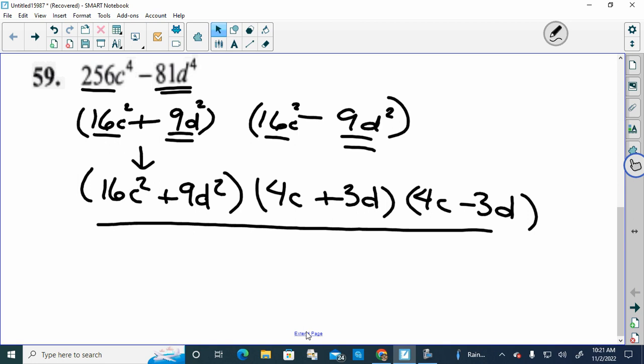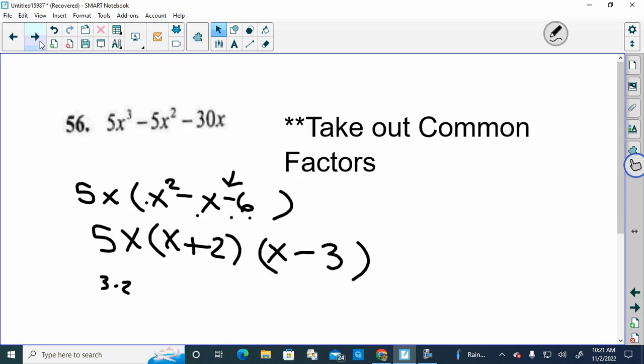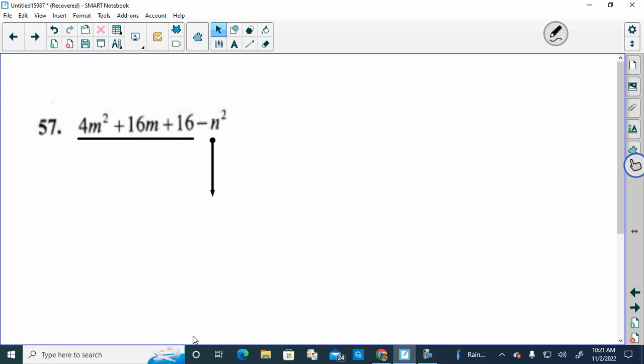Good question. Okay. Good? Okay, so breaking away from that, now we're going to the polynomials, which is this. So 4m to the second plus 16m plus 16 minus n to the second.